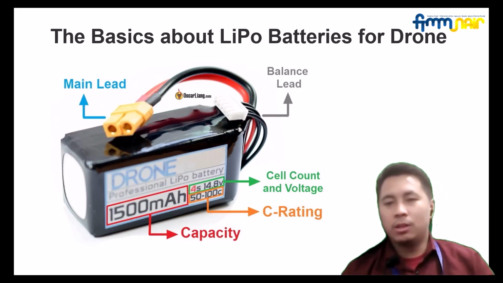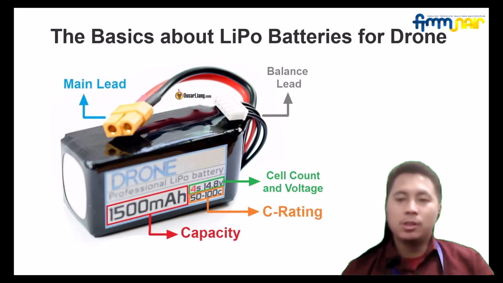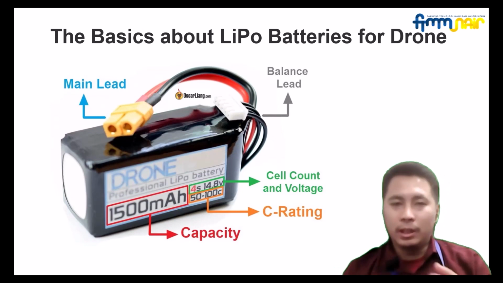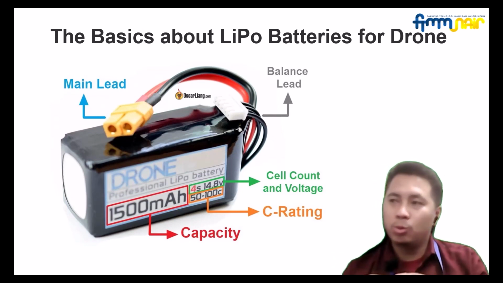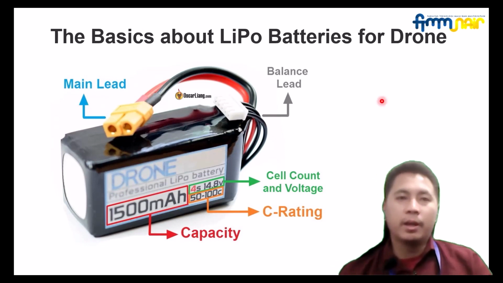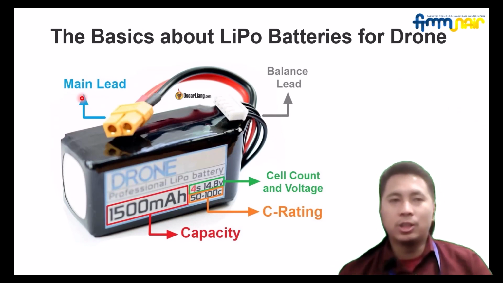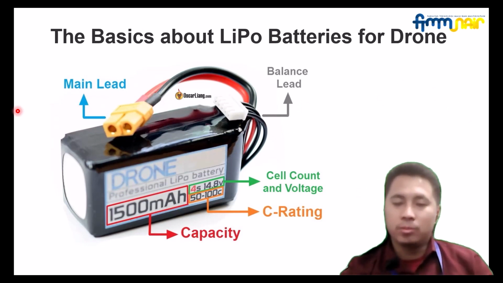And next we move on to the basics about batteries for drones. The basics about lithium polymer batteries. Usually drones use a lithium polymer battery because it is commonly used for its C rating. It can draw so huge current, so huge current charge, and it has a high energy density, and we will discuss it.